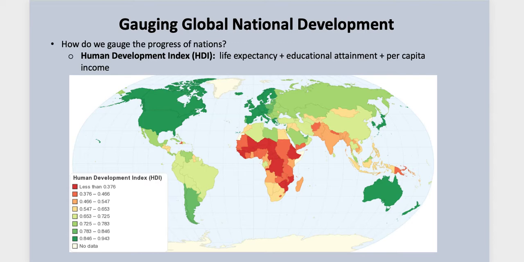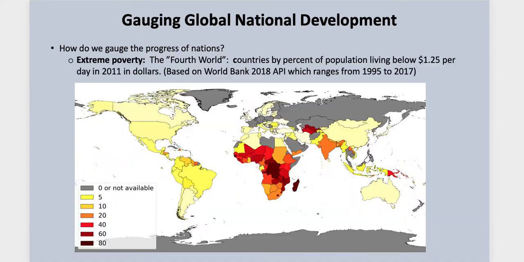So I don't know how old this particular map is. I couldn't get dates off of these things. I look for them, but some of these maps may be 10 years old. Some of them may be more recent. Another way to look at the progress of the nation, this is extreme poverty.